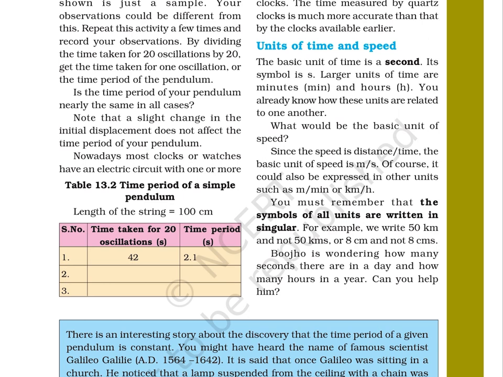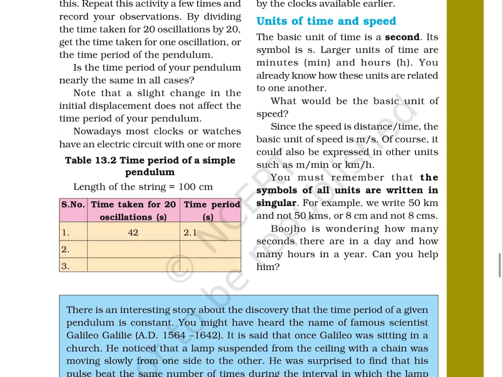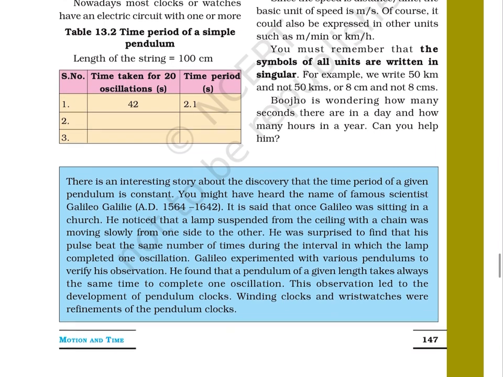You must remember that the symbols of all units are written in singular. For example, we write 50 kilometer and not 50 kilometers, or 8 centimeter and not 8 centimeters. Bojo is wondering how many seconds there are in a day and how many hours in a year.